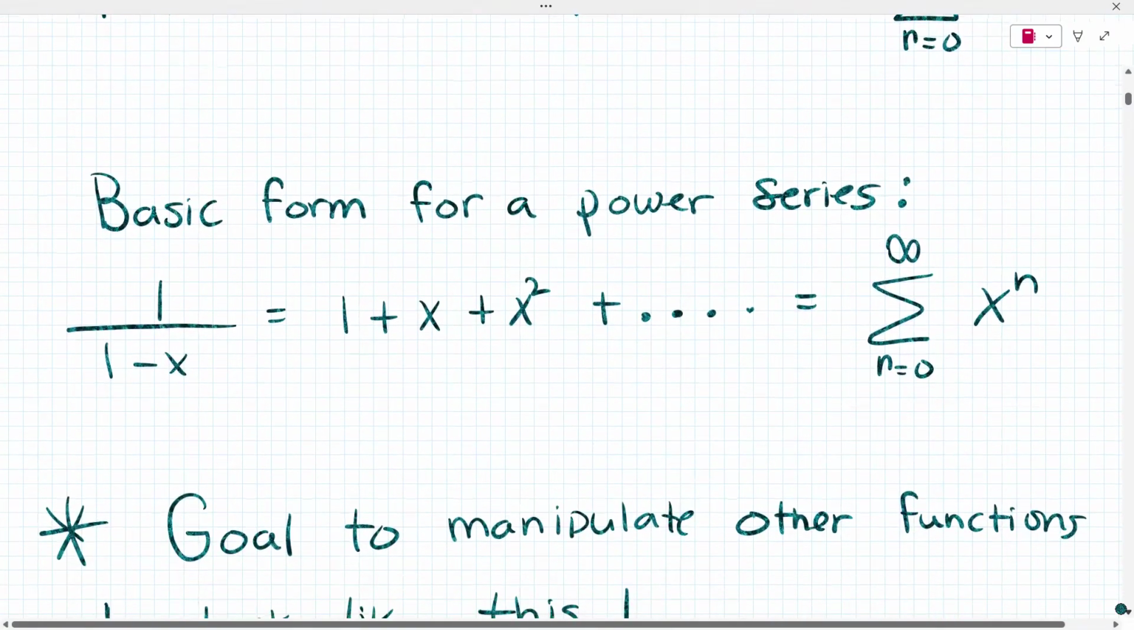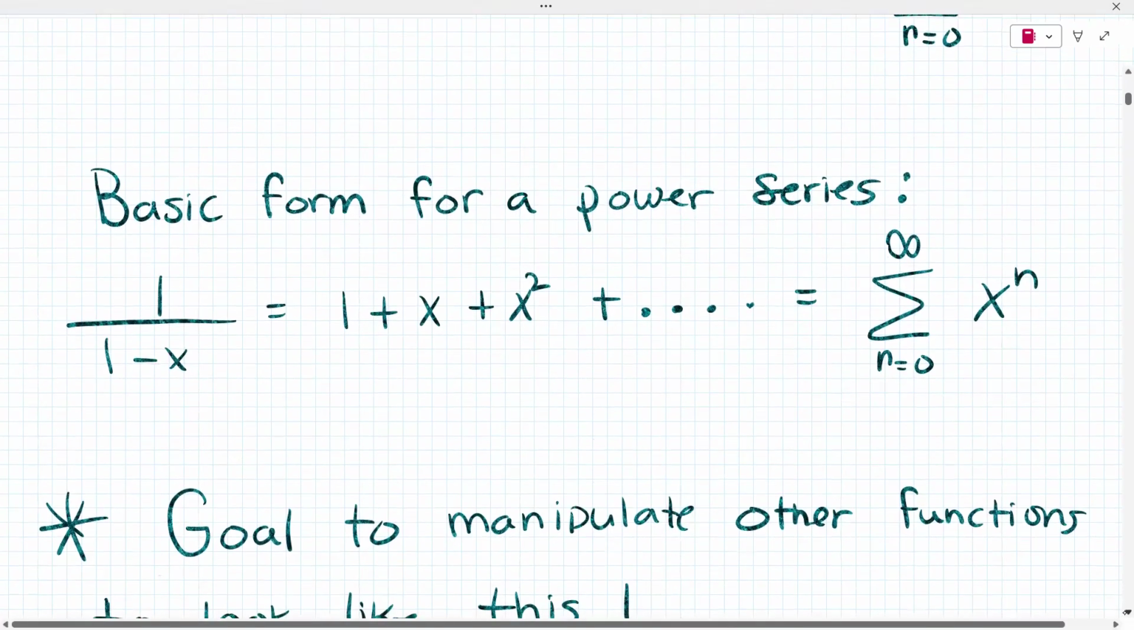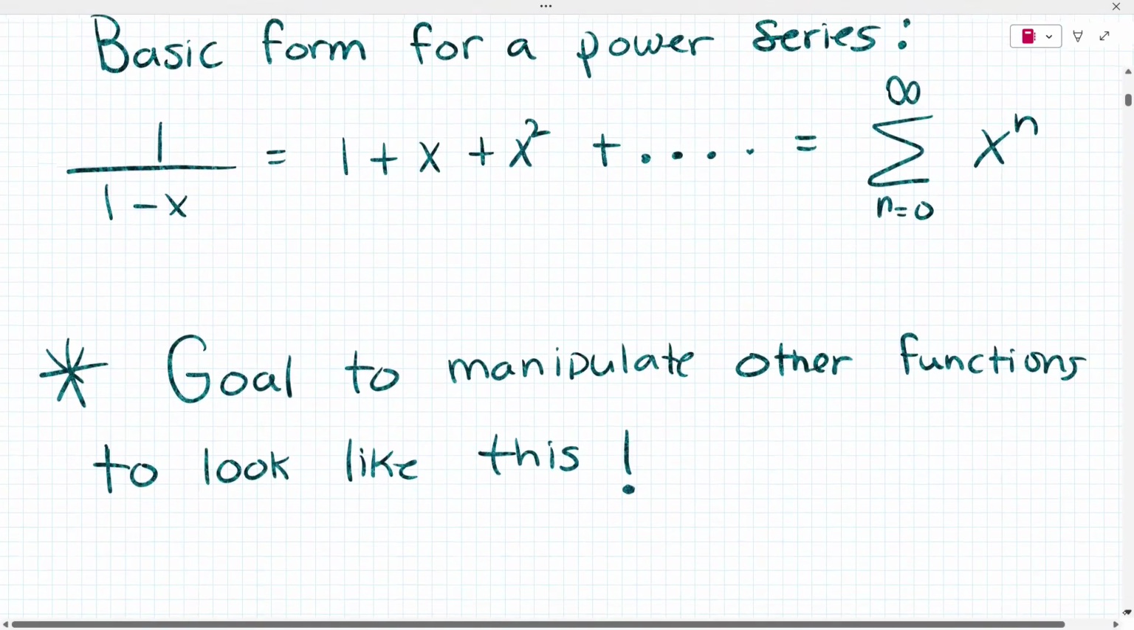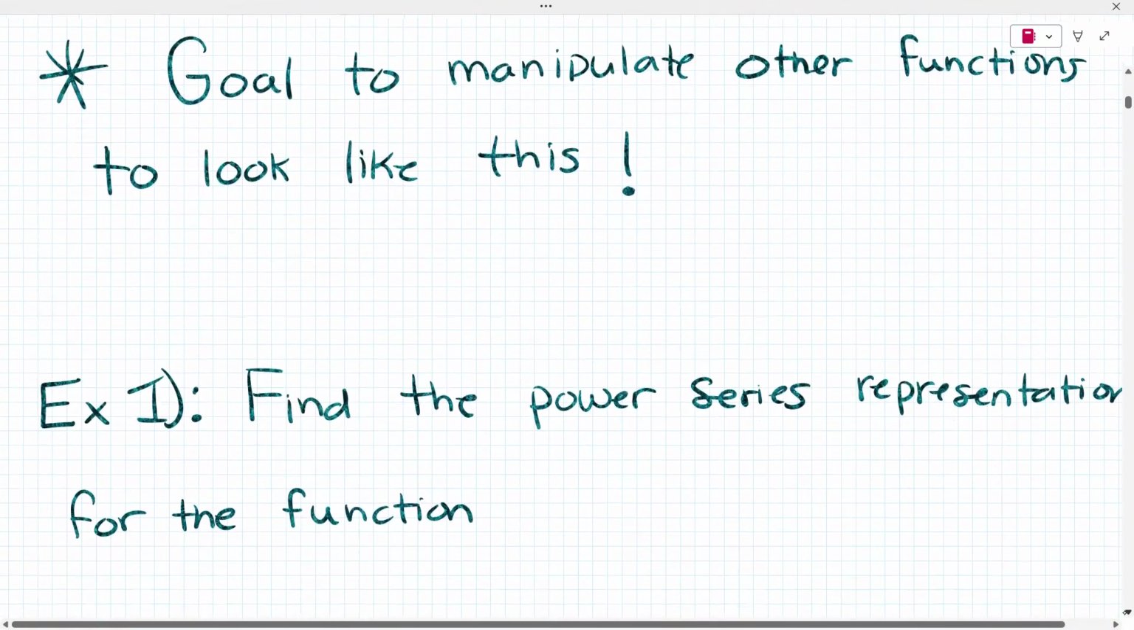So the basic form for a power series is 1 over 1 minus x equals 1 plus x plus x squared and so on, which is equal to the summation of n equals 0 to infinity of x raised to the n. The goal is to manipulate other functions to look like this. So let's do an example.